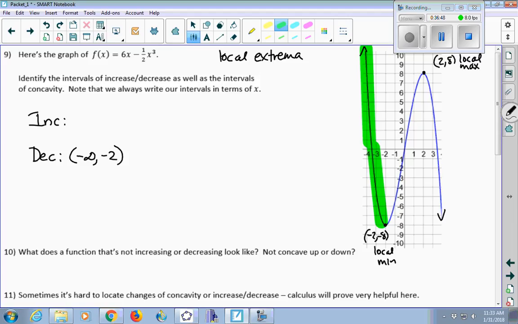Yeah, how do I write it in interval notation? Okie dokie. So here I'm decreasing from here to here, forever and ever. And whenever you have two intervals, you put them together with the fancy union sign like that. Okay.